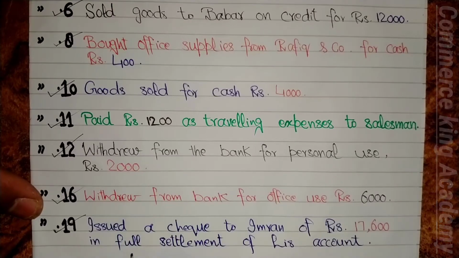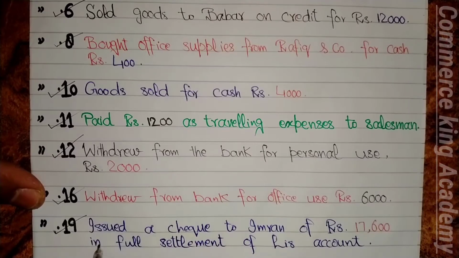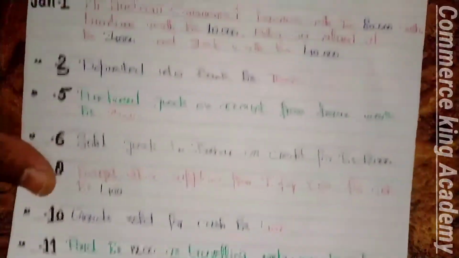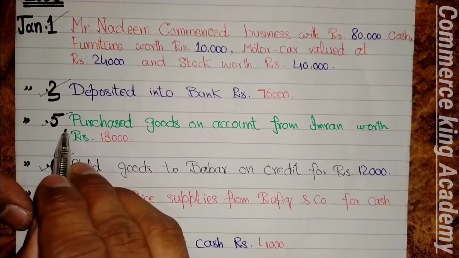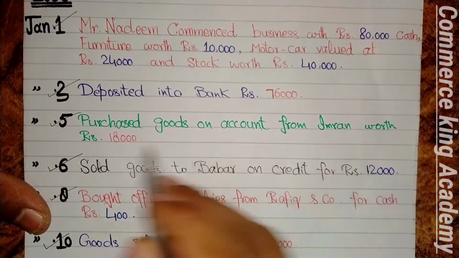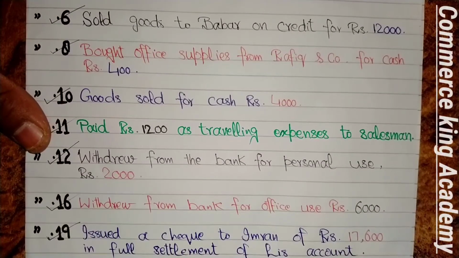Next transaction is Jan 19: issued a check to Imran of rupees 17,600 in full settlement of his account. Before moving on to the solution in the journal entry of this transaction, you must keep in your mind, first of all, we review the previous account of Mr. Imran. On Jan 5th, which is the previous date, we purchased goods on account, or on credit basis, from Imran worth 18,000 rupees. So now, on date Jan 19, paid to Imran in full settlement 17,600 rupees. That means ultimately the business received 400 rupees as a discount from Imran.